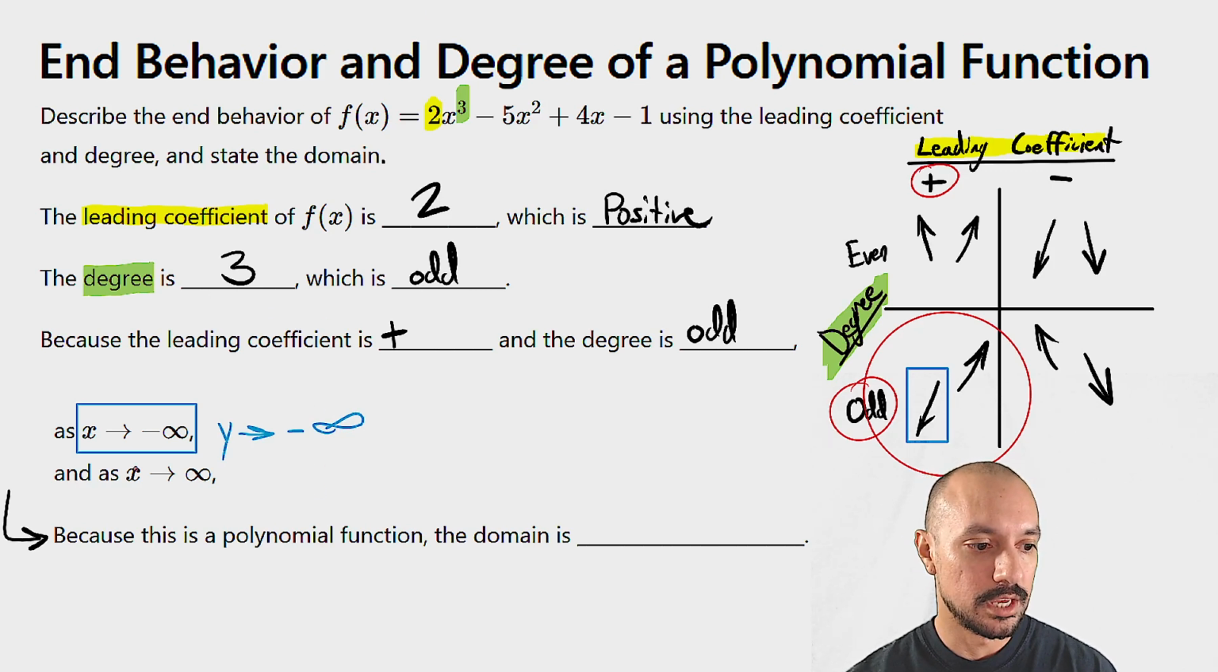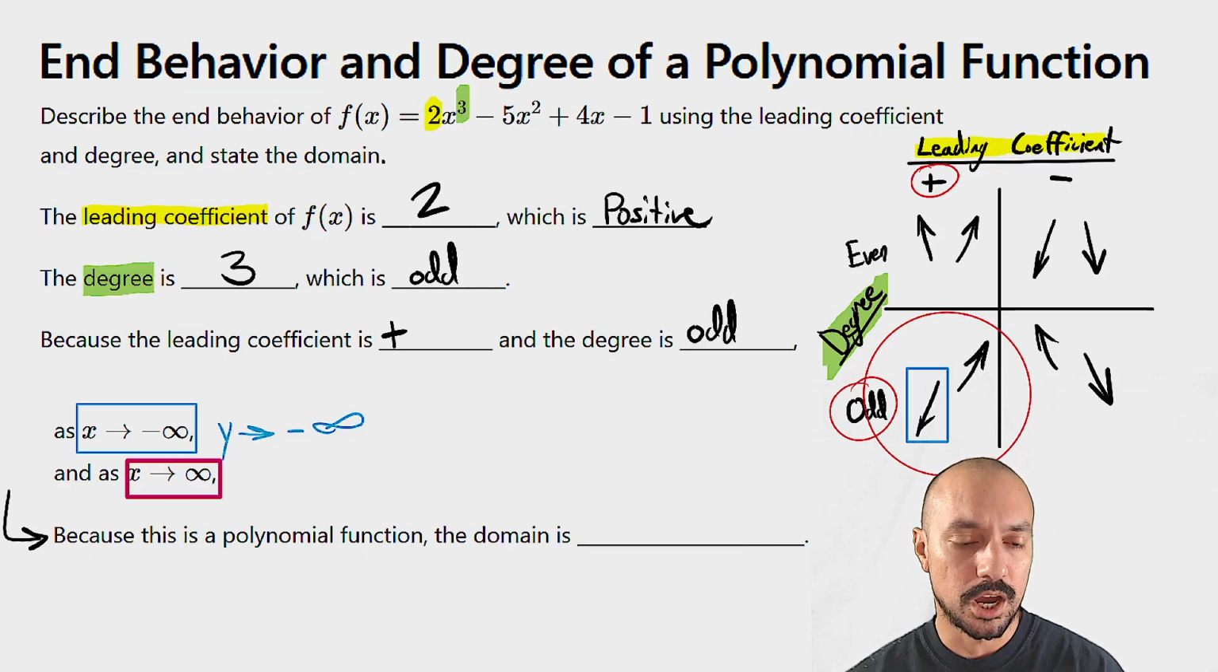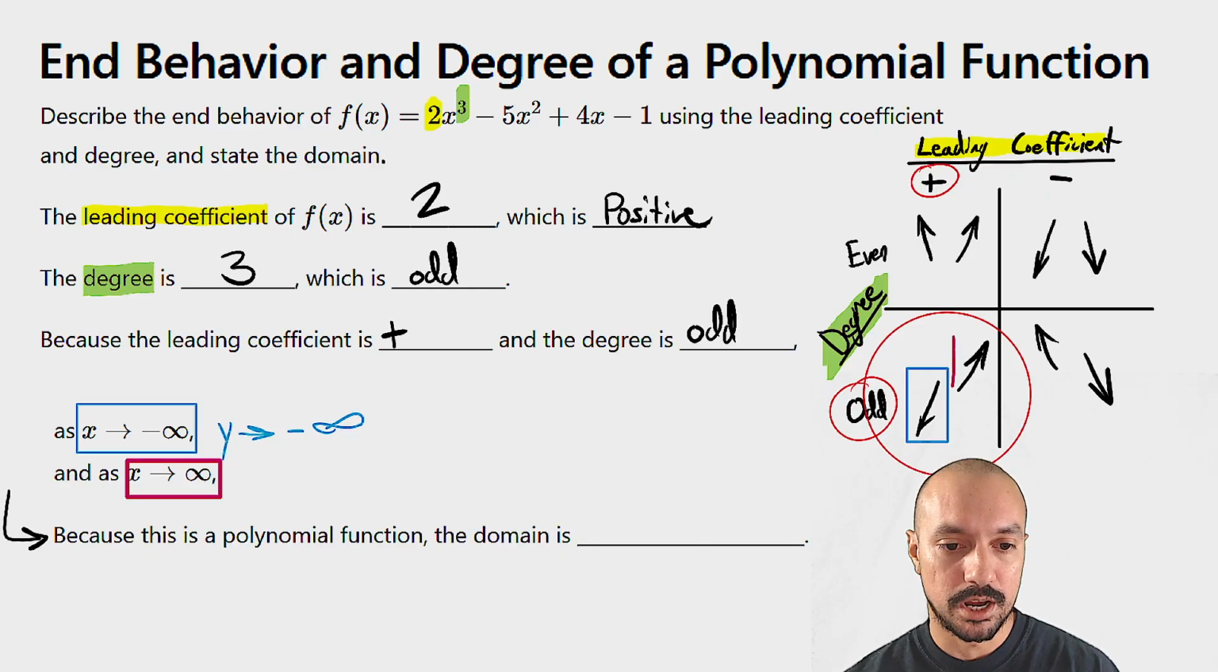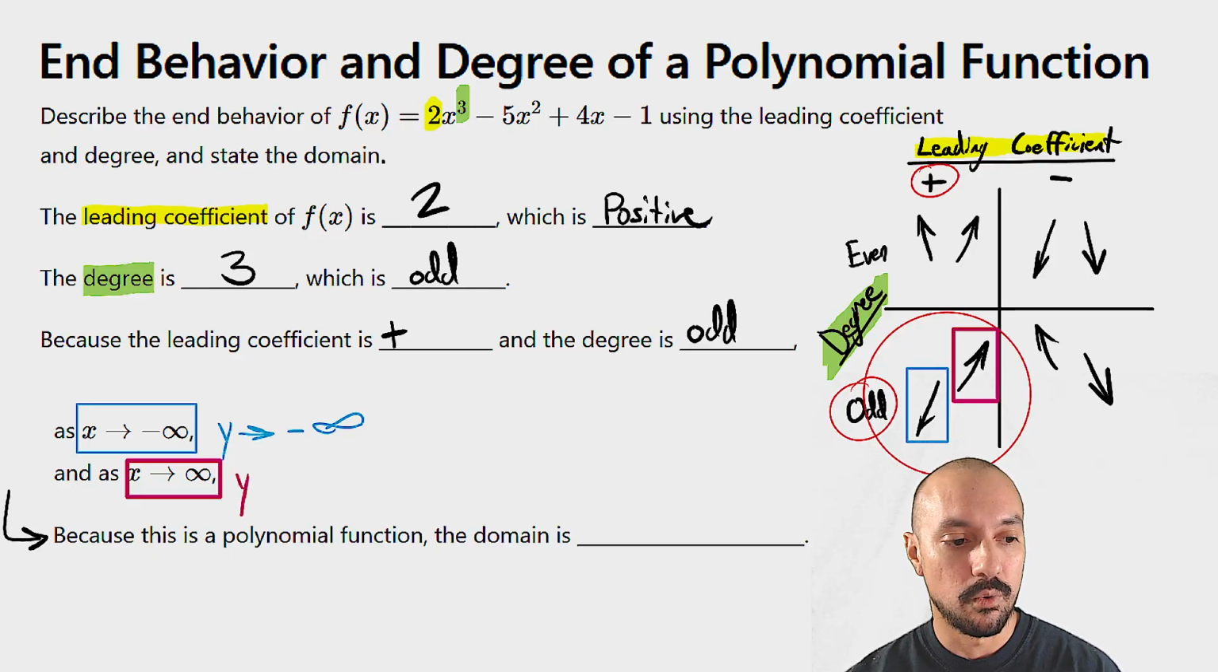All right, we're going to do the same thing for the other piece. Here we have x approaching positive infinity. In other words, we're talking about the right-hand side of the graph. The right-hand side of the graph is represented by this arrow here. Notice how in this case it's going upwards. So on the right-hand side of the graph, as x goes to infinity, my y value is going all the way up forever. So my y value is going to infinity.